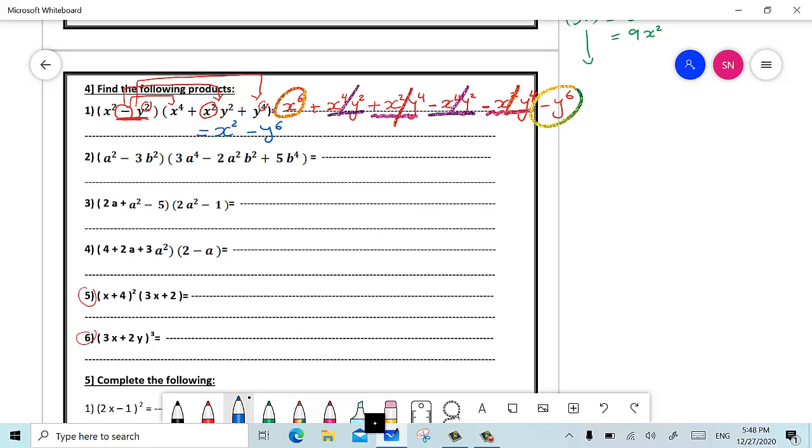Before we go on completing question number 4, we would like to remember some important things. We have two operations, adding and subtracting, and multiplying and dividing.